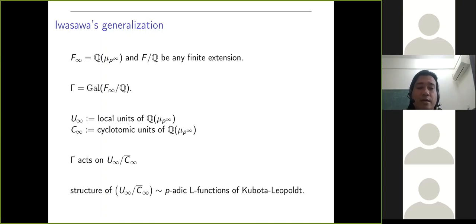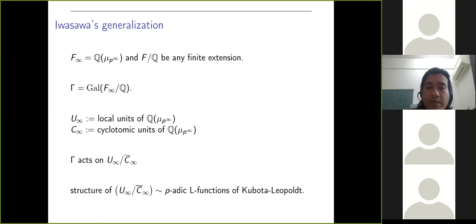Okay, and then the module on the left hand side will later be related to class groups. Those class groups defined over this infinite extension will turn out to be related to these p-adic L functions of Kubota and Leopoldt, and that's the main conjecture of Iwasawa theory, which was proven by Mazur and Wiles.